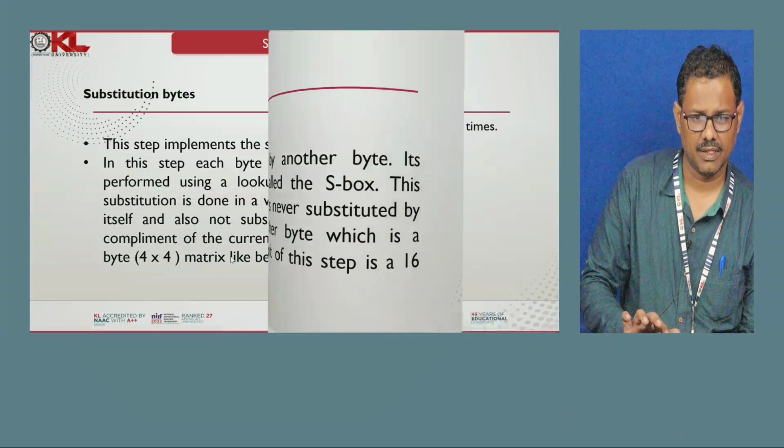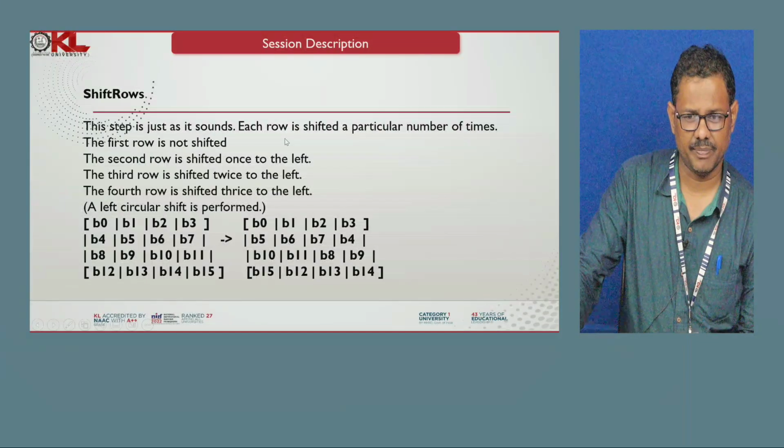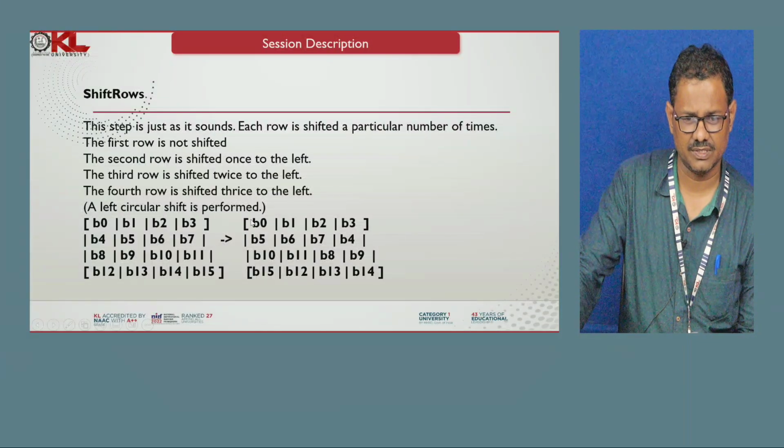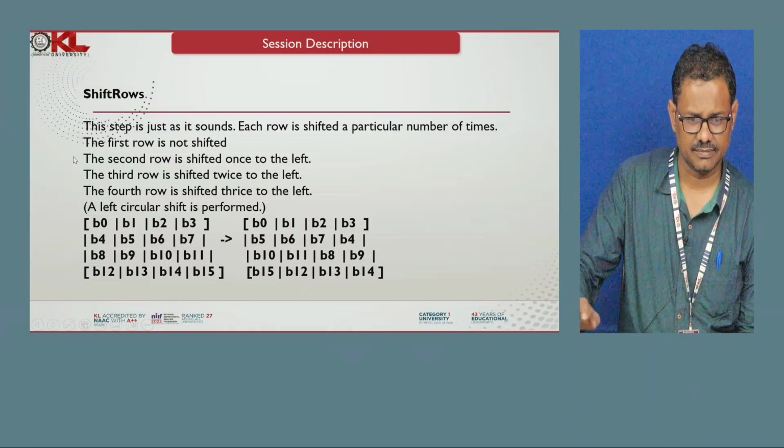Okay. So shift rows. In shift rows, each row is shifted a particular number of times. The first row is not shifted, always the same. So B0, B1, B2, B3, the first row is never shifted. The second row is shifted once to the left. The third row is shifted twice to the left. The fourth row is shifted three times to the left, like this. Okay.